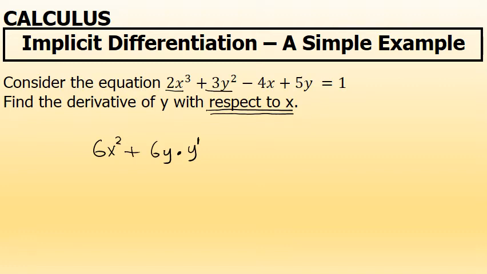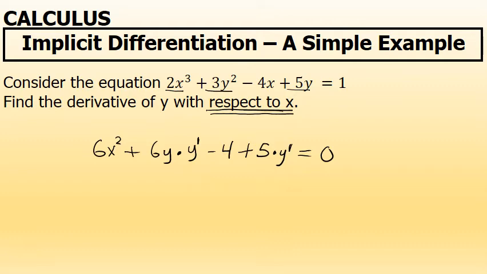at the end of that term. The derivative of negative 4x is simply negative 4. We're differentiating with respect to x here, so the derivative of negative 4x is negative 4. The last term, 5y, again, does not include an x. This is y, and if we're differentiating with respect to x, we can take the derivative of 5y to be 5, but we're going to have to include a factor of y prime. On the right side of the equation, the derivative of 1 is simply 0.